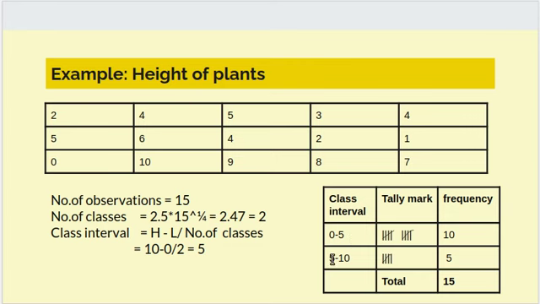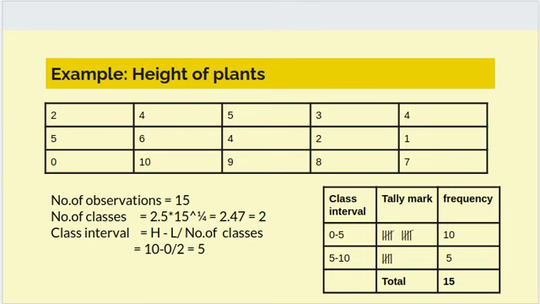And we should find the tally marks, like how many values are there between 0 to 5. So there are 1, 2, 3, 4, 5, 6, 7, 8, 9, 10. So 10 values are there between 0 to 5, and between 5 to 10 there are 1, 2, 3, 4, and this is 5, right? So 5. So total is 15. So this is an example of a continuous frequency table.